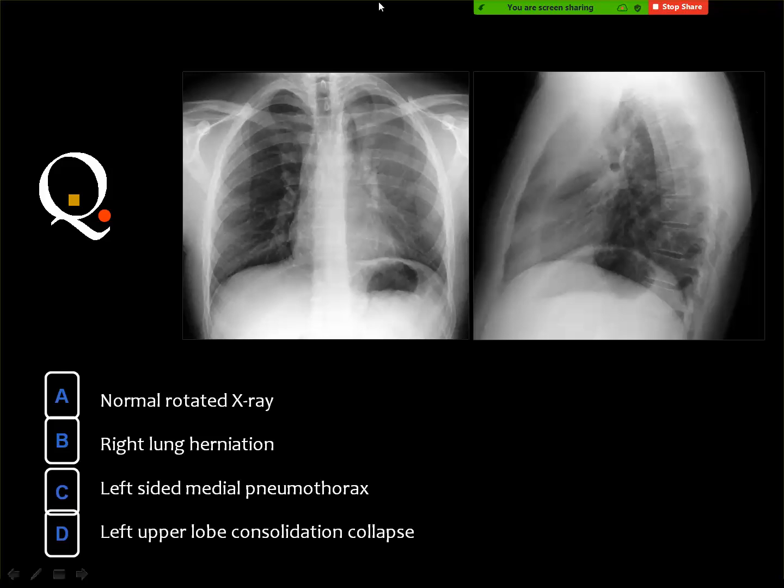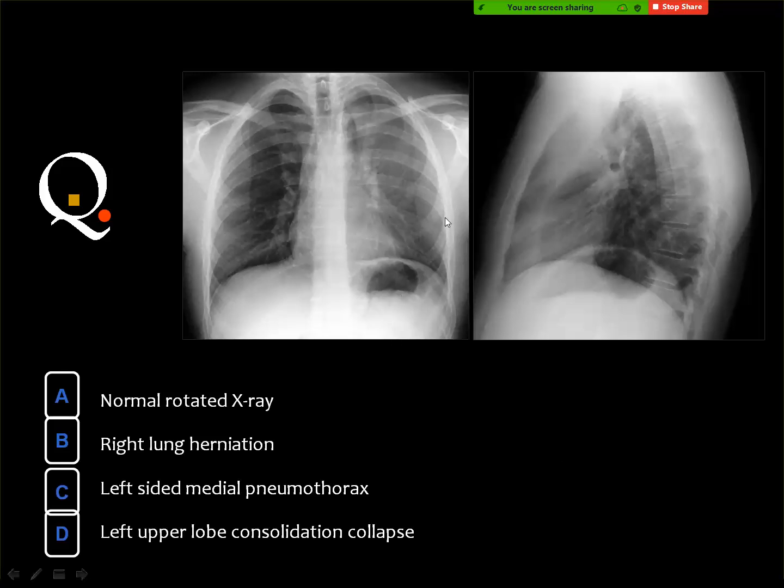Okay. Then this patient had an opacity on the left side. Do you think that this is a rotated X-ray, right lung herniation, left-sided medial pneumothorax, or left upper lobe consolidation collapse? Left upper lobe consolidation. Okay, this is right, left upper lobe consolidation collapse because of many things.